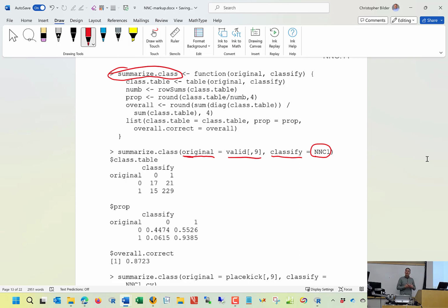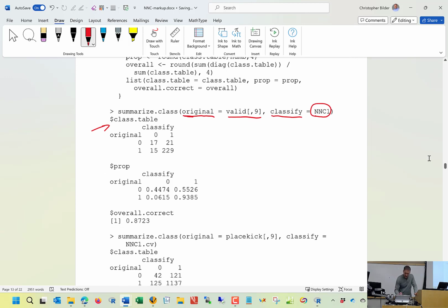What's returned to me is a list, where the first component here is what's called class.table. So the 17 here represents that 17 times the kick was actually a failure, and this nearest neighbor classification method got it right. But 21 times it was a failure and it got it wrong. It predicted it as a success. 229 times it was actually a success and it predicted correctly. But 15 times it predicted it incorrectly.